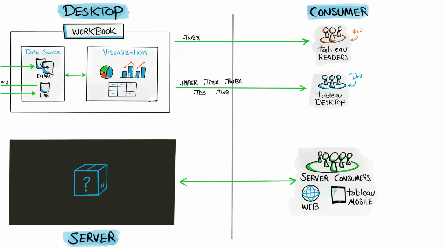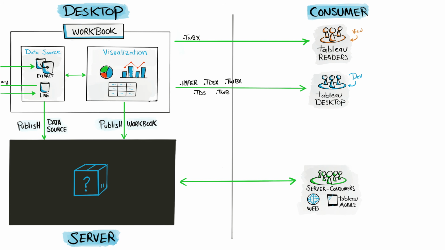So for this group of users, you will not send them any files. First, you have to publish your work to the server. And here we have two options. Either you publish only the data source, or you publish the whole workbook to Tableau Server or Cloud. And after that, you share the link of your workbooks with the users.